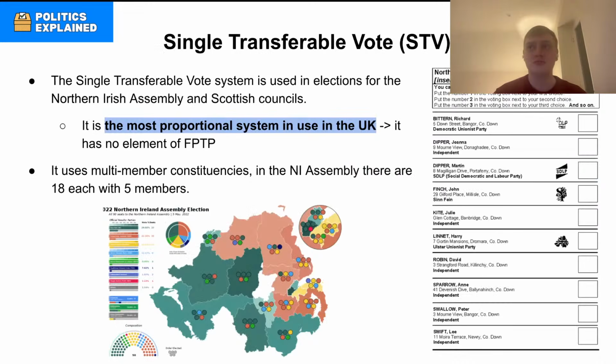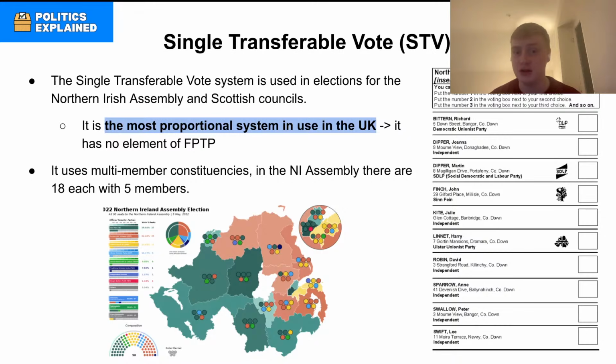Okay, and the final key system, so these are the 3 key ones. We're also going to look at a couple of others, but these are the 3 key ones you're going to look to memorise, is the single transferable vote system. And this is used in elections for the Northern Irish Assembly and for Scottish councils. It's the most proportional system in use in the UK.